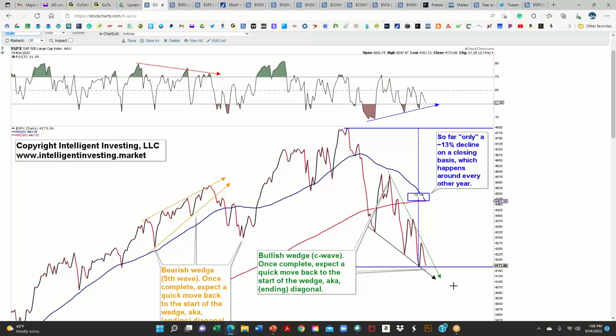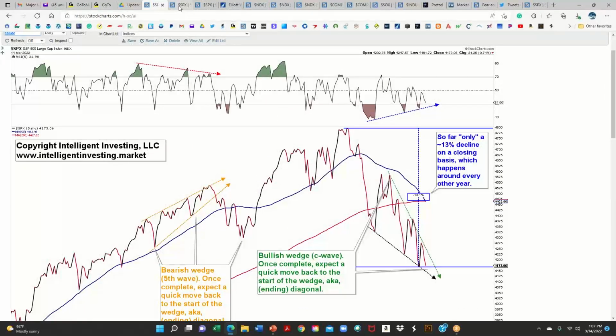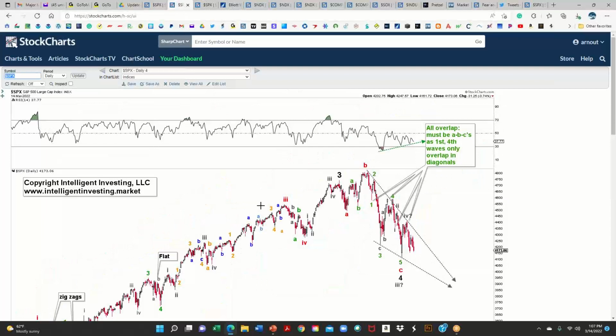This is the pattern that we have to deal with, so it's valid. With this pattern, knowing that this really looks like a diagonal, I have to wonder if the wave count I had originally was correct. Okay, we anticipate, we monitor, we adjust.